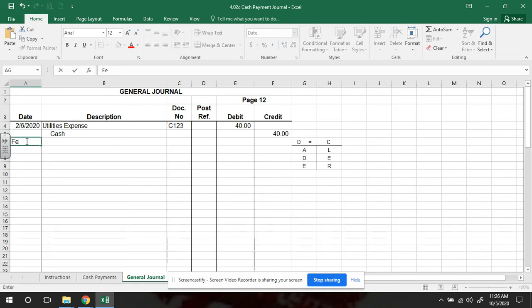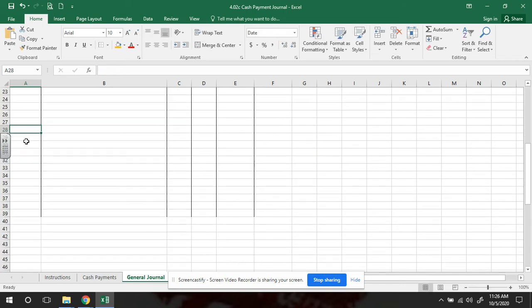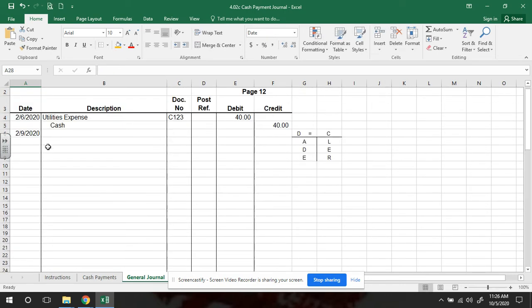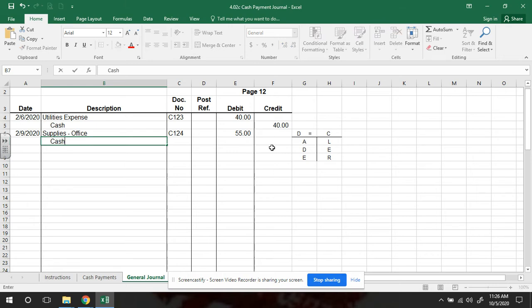The next one said February 9th, I believe. February 9th. And it was supplies, office. And this was check 124. And it was $55. And again, you paid out cash, because cash has to be debited for $55.